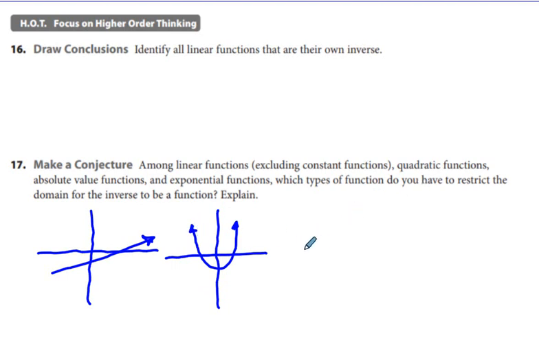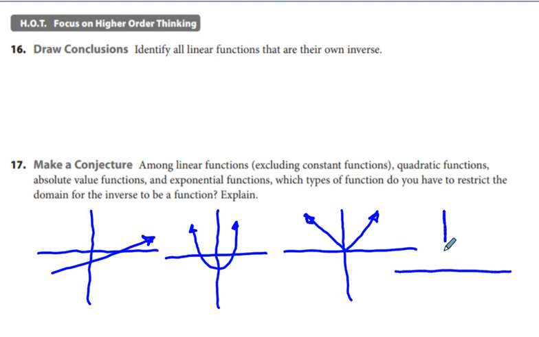And what else does it say? Absolute value functions is going to look something like this. That's an absolute value function. And finally, what do they say here? Exponential functions. I'll leave a little more room here. An exponential function is going to start like this and go up like this.